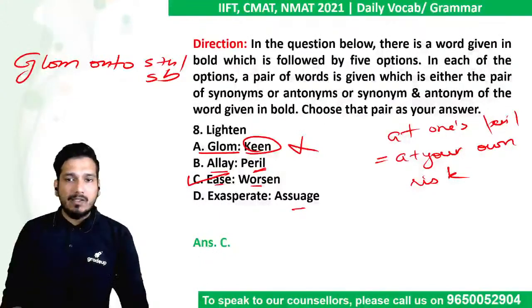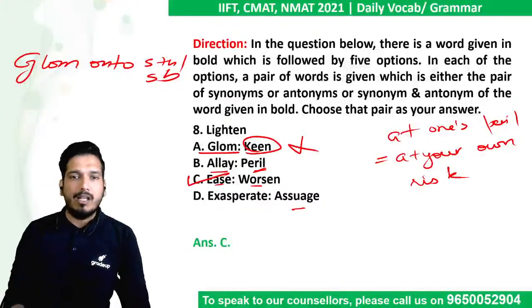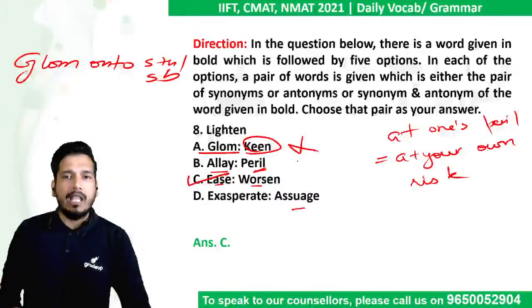Exasperate means to irritate someone very badly, and assuage means to calm someone down. So I can negate B, and I can negate D.